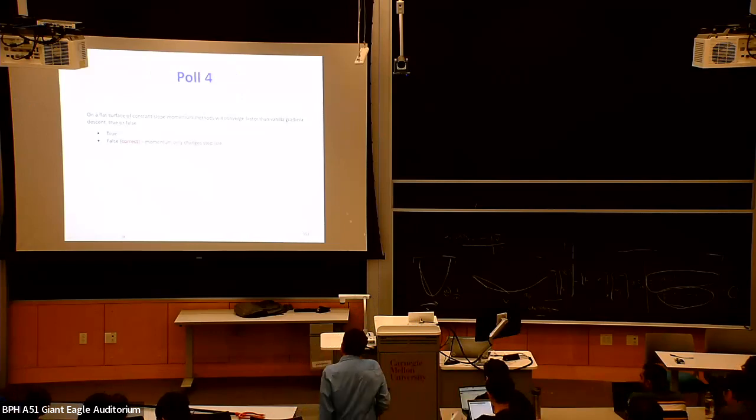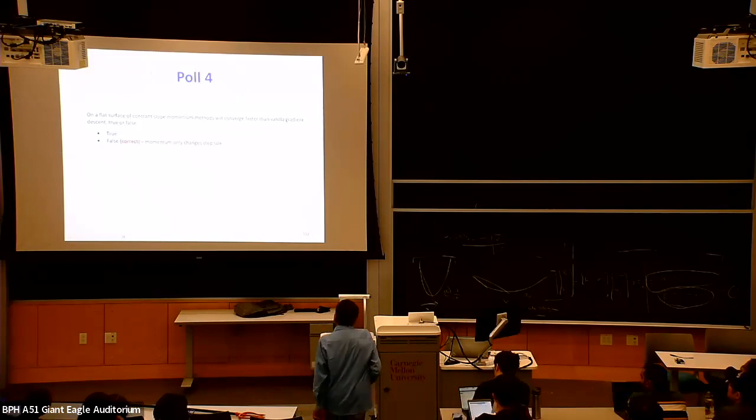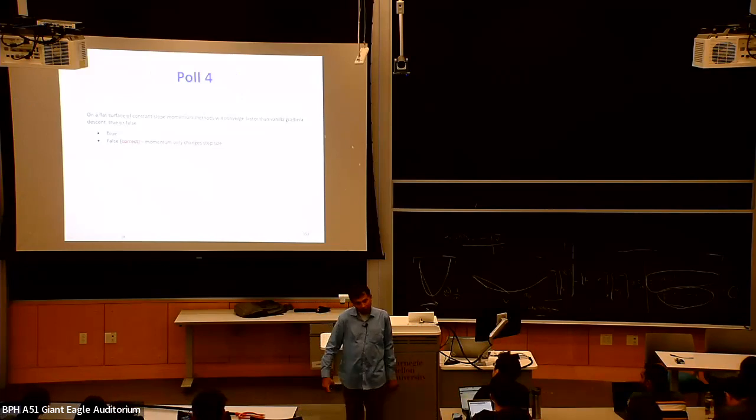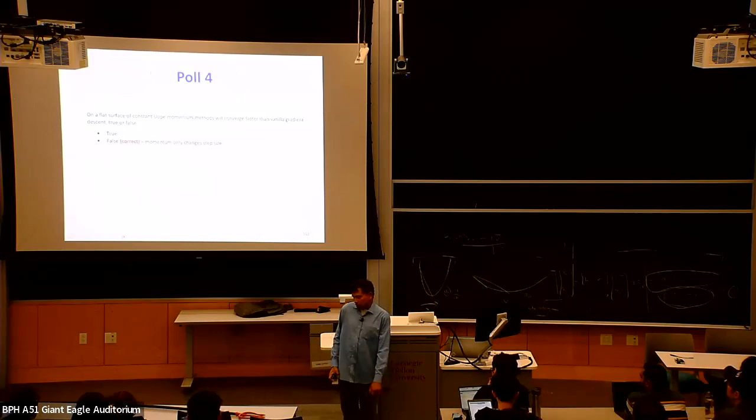Okay. Momentum only changes the step size, right? On a flat surface if you've got a constant slope, then the running average is going to be pretty much the same as the gradient itself. So nothing will change.